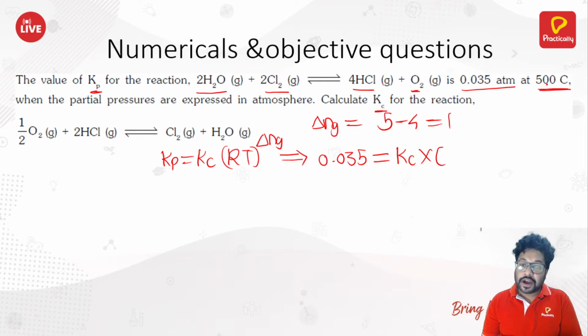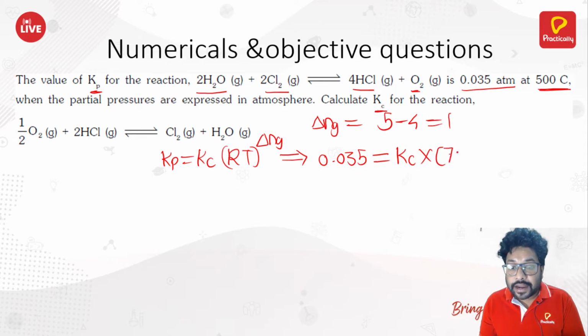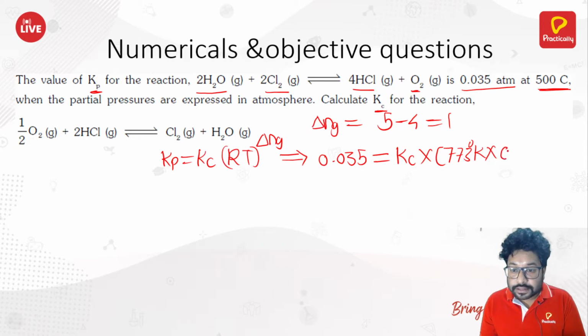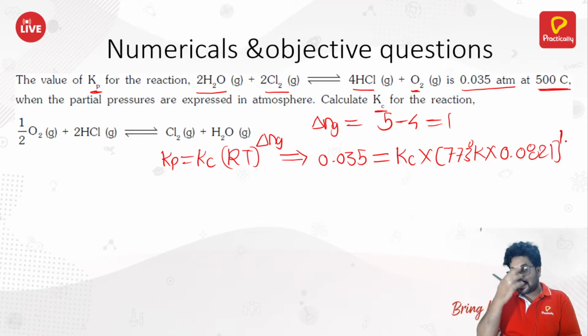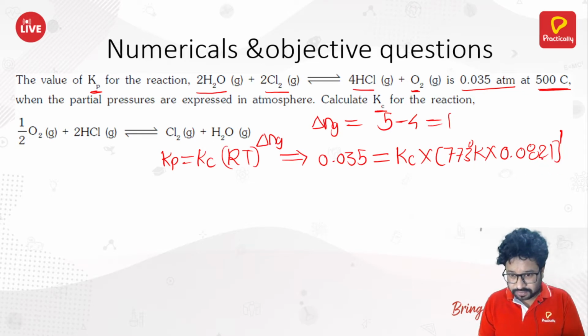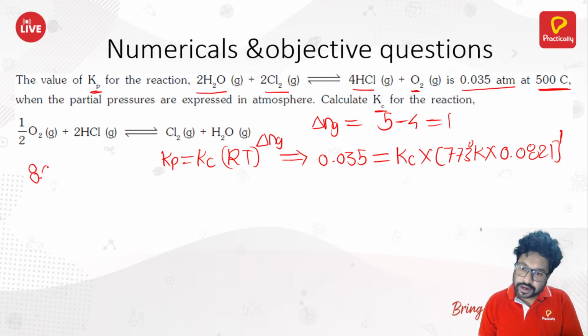What is RT? 500 degrees Celsius. So you need to convert that to what? Degree Kelvin, right? So 500 plus 273 becomes 773 degree Kelvin multiplied by what? Multiplied by your R. What is your R? 0.0821 raised to 1. So now from this you can calculate your Kc. Now firstly we need to multiply 8.21 by 773. So 8.21 will become 10 raised to minus 2 multiplied by 773.